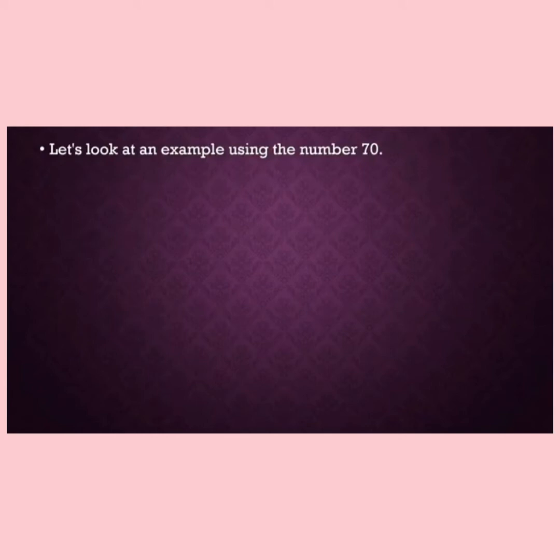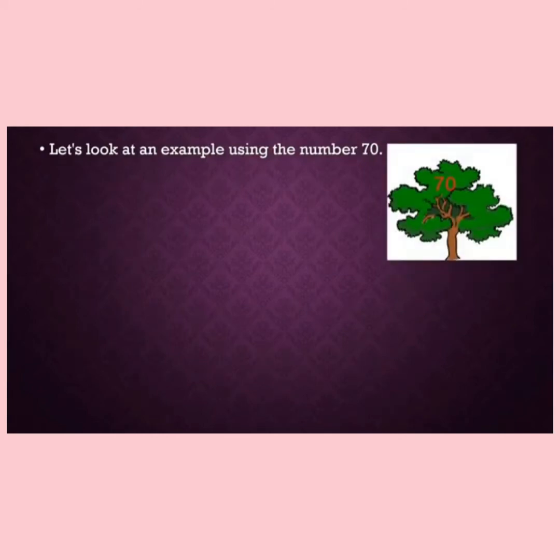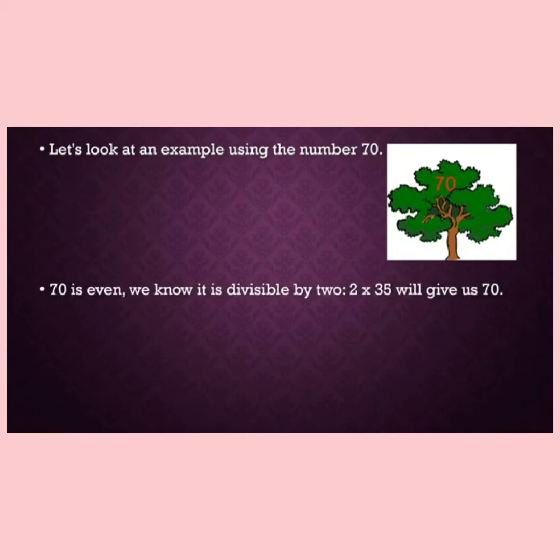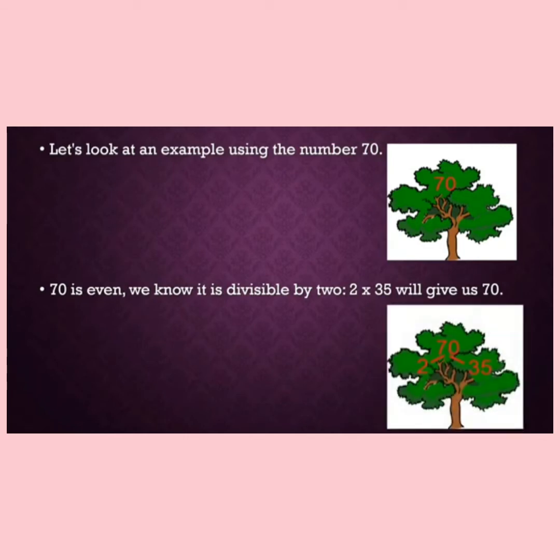Let's look at an example using the number 70. Think about factors that will give us a product of 70. 70 is even. We know it is divisible by 2. 2 into 35 will give us 70. Here, 2 is a prime, but 35 is not. So we have to keep going.